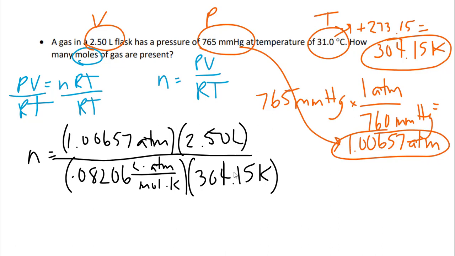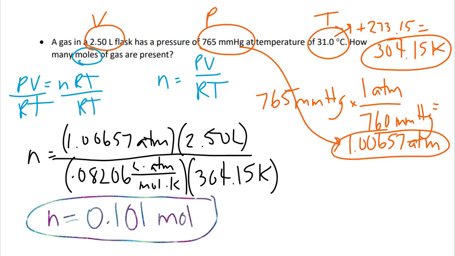Okay, now to solve this problem, make sure that you do the two top numbers multiplied by each other, the two bottom numbers multiplied by each other, and then do total top divided by total bottom. And when you do this and we look at what I'm starting with, I have 3 sig figs on top, 3 sig figs for pressure, 3 sig figs for temperature, so I need to end with 3. So we should have, for my moles, 0.101 moles of whatever gas is present.